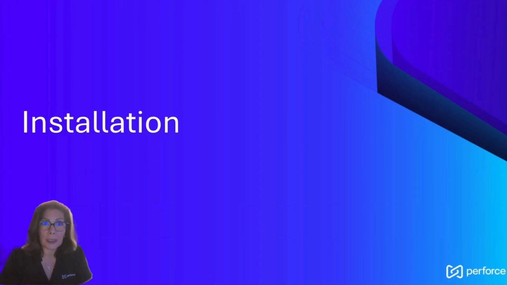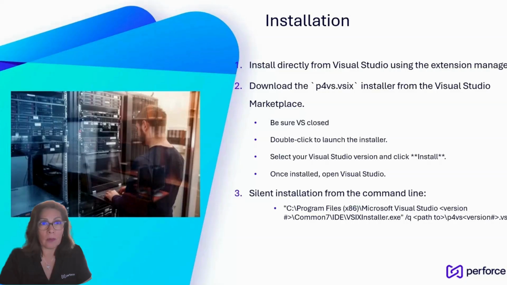Installing P4VS is simple with a few ways to install. Install directly from within Visual Studio using the Extension Manager. Download a P4VS installer from the Visual Studio Marketplace, or do a silent installation from the command line. Once you've installed, go to the Tools menu, Options, Source Control, and be sure to set P4VS as your default provider. And then boom, you're now connected to Perforce right inside Visual Studio.